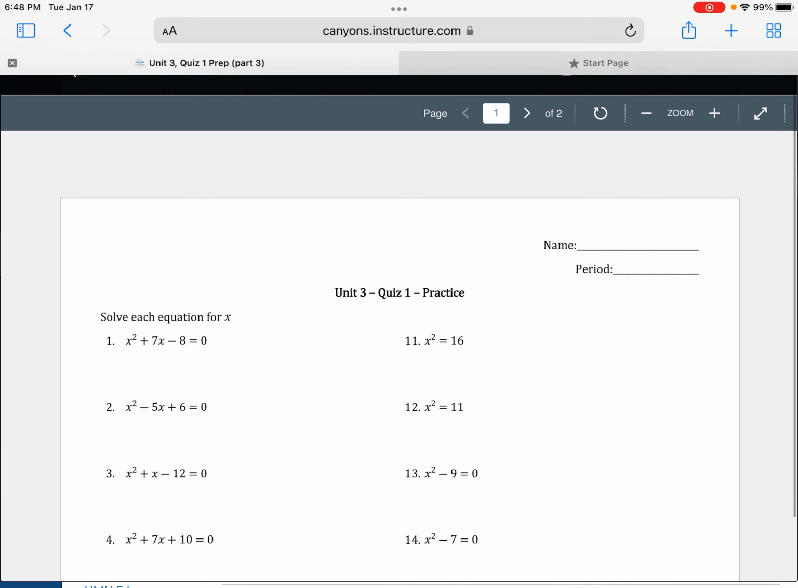Today we're going to go over this practice worksheet. Now this goes over all the types of questions that you'll encounter on the quiz coming up. So let's jump right into this.